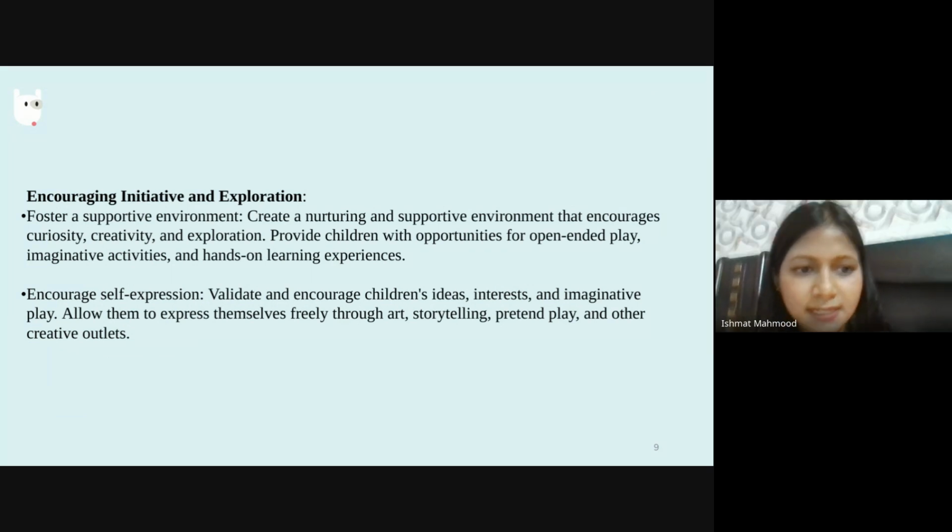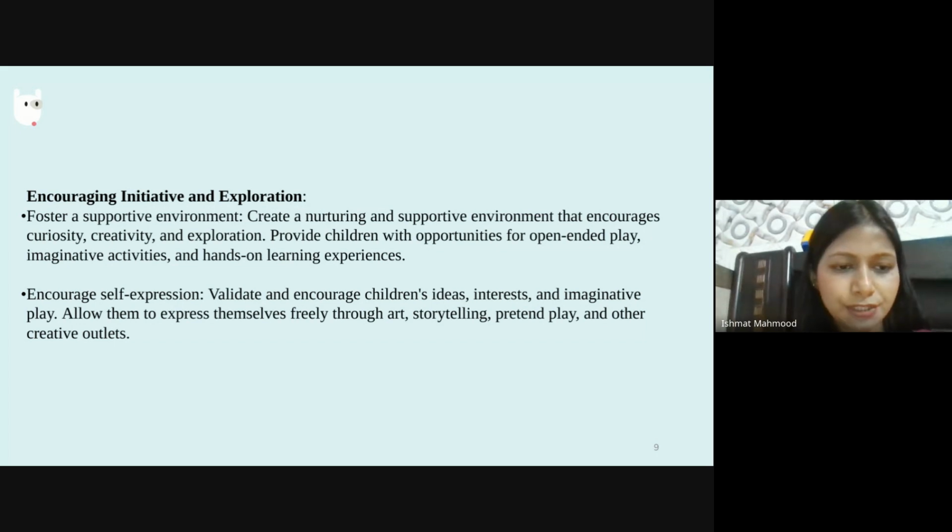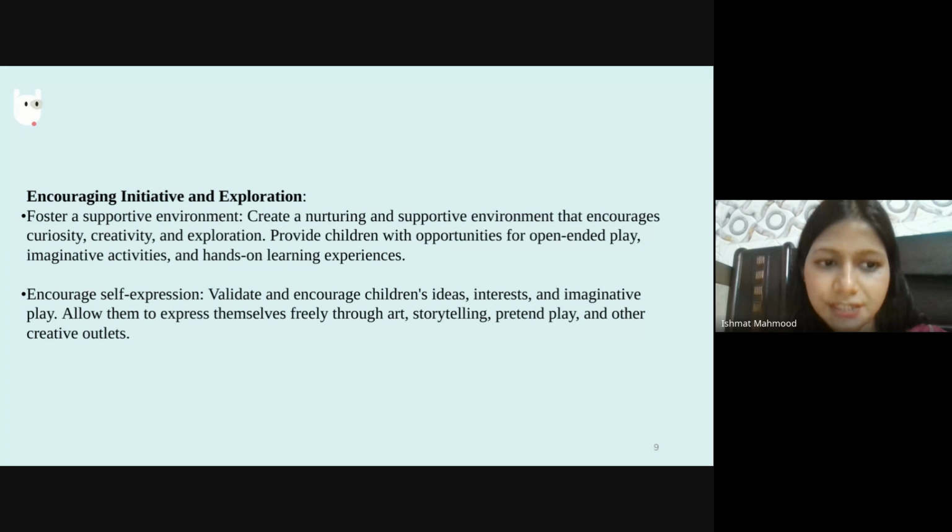So here it is: encouraging initiative versus exploration. So foster a supportive environment, creating a nurturing and supportive environment that encourages the creativity and exploration of the kid.